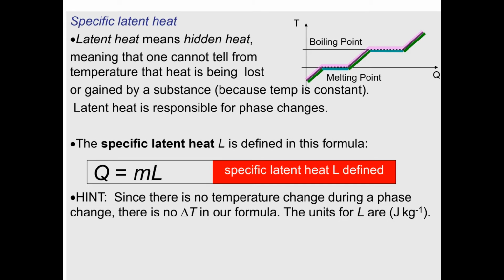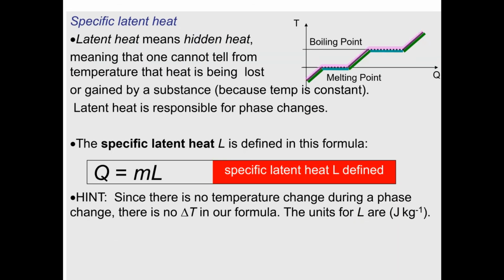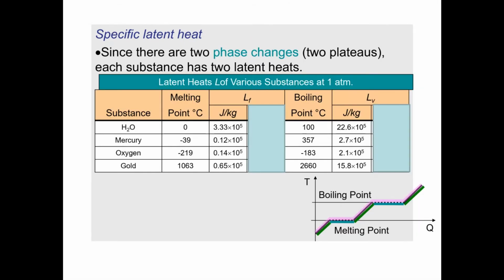Okay. Notice there's no temperature change in this formula, and that makes sense because there is no temperature change during the phase changes. So the units for L, if we do this like we did before, L equals Q over M, which equals joules over kilogram. So joules per kilogram, those are the units.